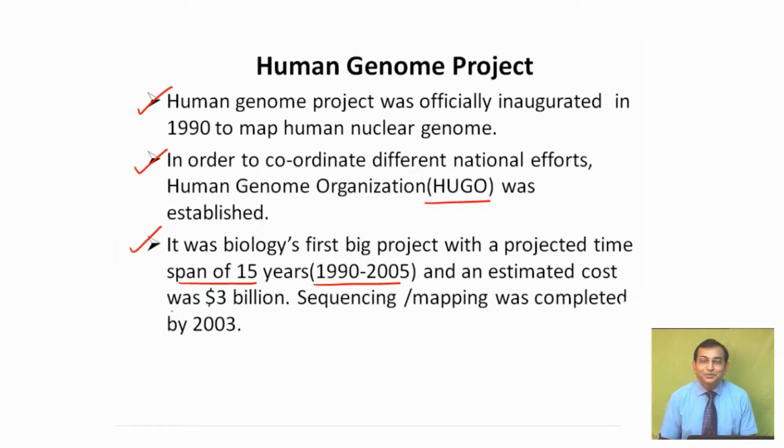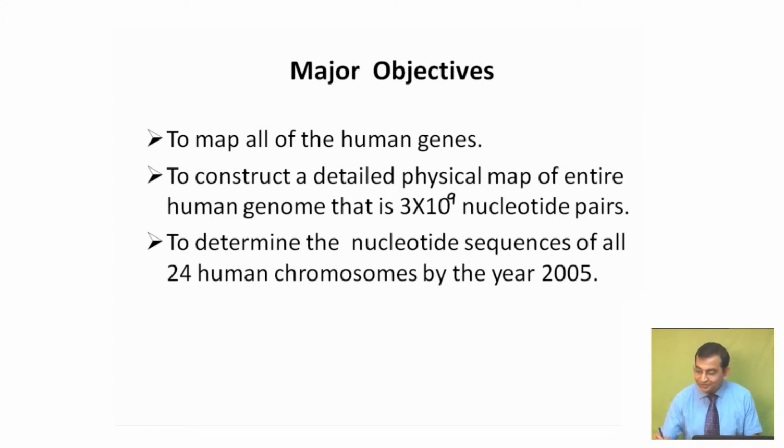Major objectives of the Human Genome Project: to map all of the human genes, to construct a detailed physical map of the entire human genome, that is 3 x 10^9 nucleotide pairs, and to determine the nucleotide sequences of all 24 human chromosomes by the year 2005.